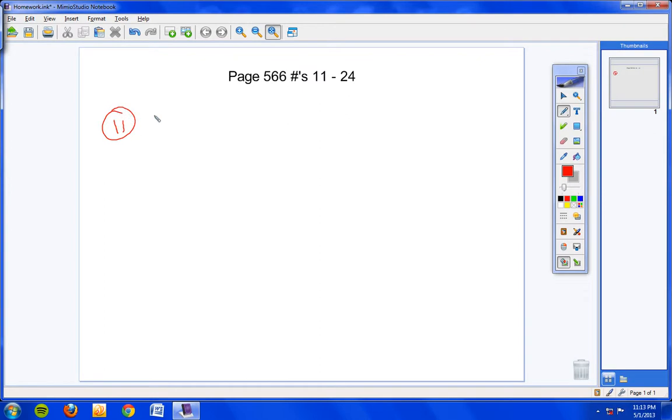number 11. Number 11, find the sine of A and the cosine of A. Write your answers as fractions. I'm not trying to get the neatness of the year award, so I'm going to write these up very quickly. There's your triangle. This is length of 11, length of 61, length of 60, and angle A is right here. So we're trying to find the sine of A and the cosine of A.